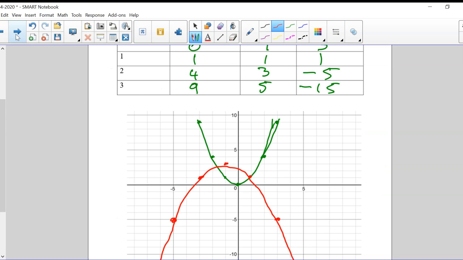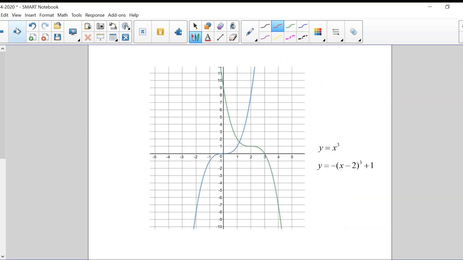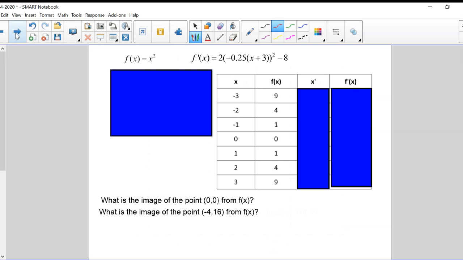Now, let's see how you do with this one. Oh, sorry. This is the Desmos version of it. I should just mention that. We'll talk about this one a little bit later on. I want to get to this one very, very quickly.